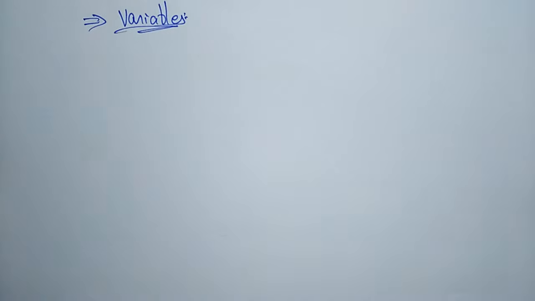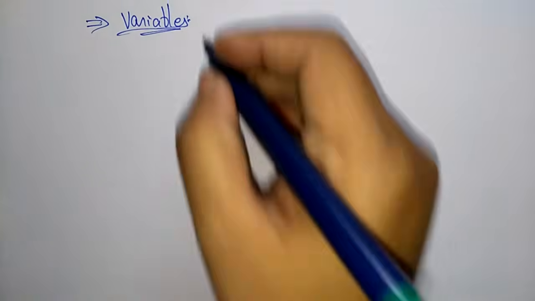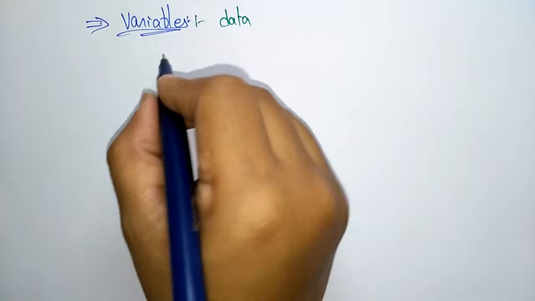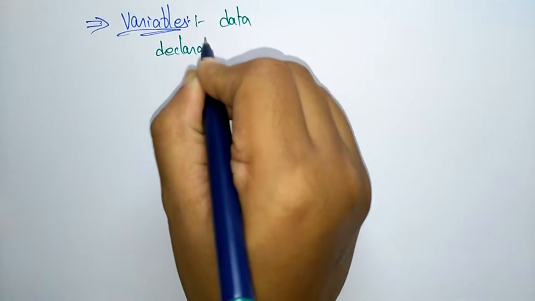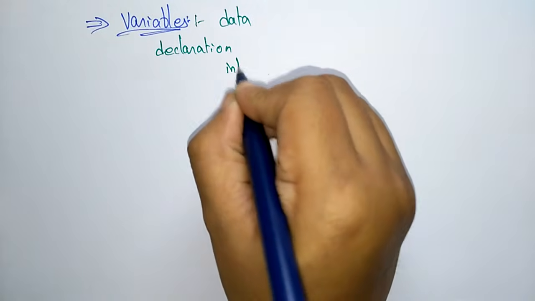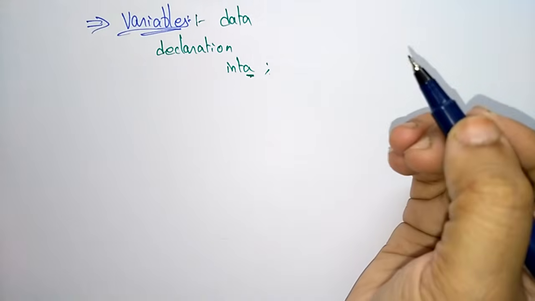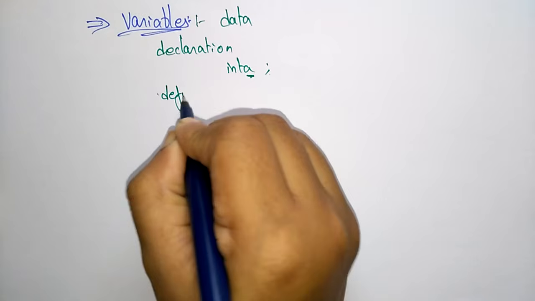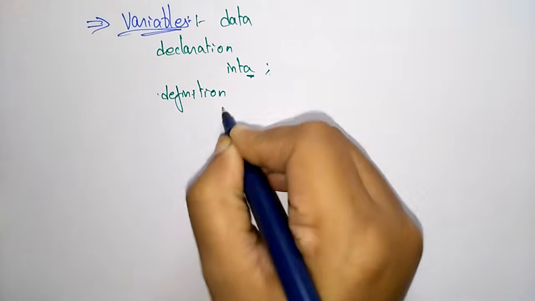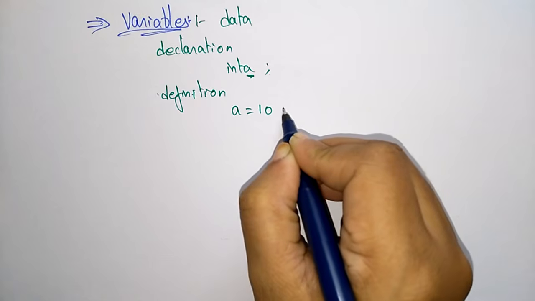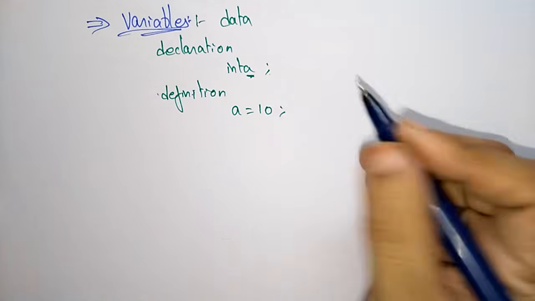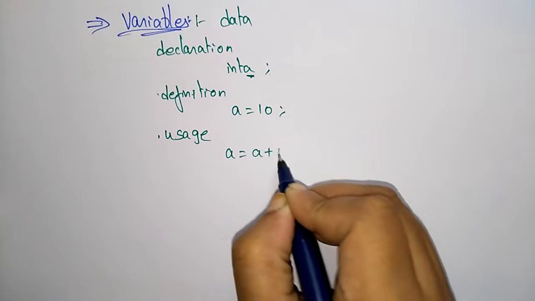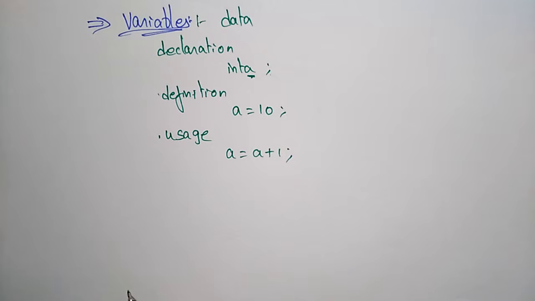Variables are nothing but data that will keep on changing. So in variables, there may be a declaration like int a. Here a is the variable. And the variable may have a definition. Definition means you are assigning the value, a is equal to 0. Or the variable may be a usage, where suppose you are just incrementing the value, a is equal to a plus 1.